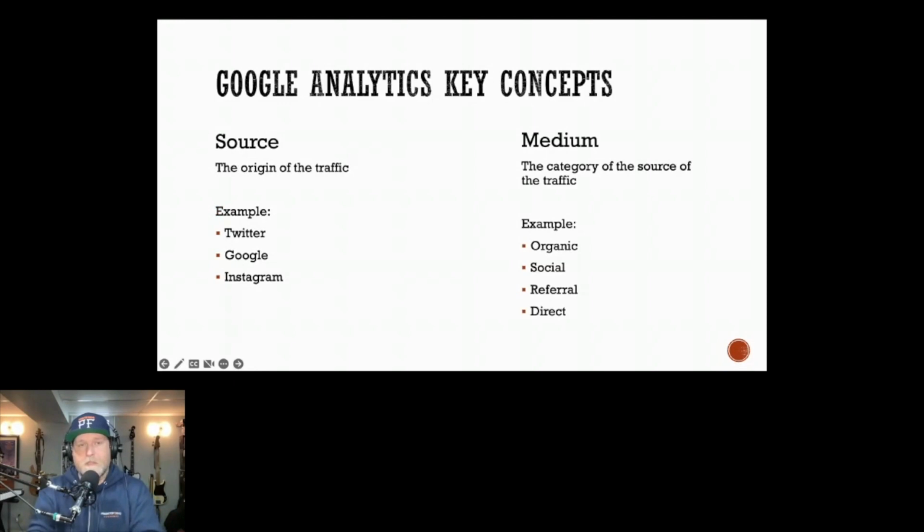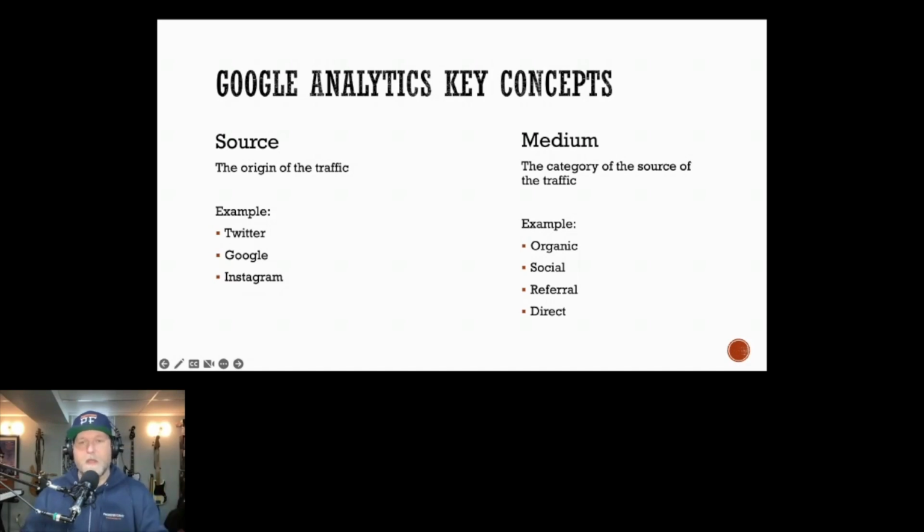Source and medium. So this is pretty cool stuff. Now we're getting into actual campaign tracking and stuff like that. And we can set these, and I'll show you in a little bit how we can set these specifically. Google is going to set these on their own, but we can go in and add our own source and medium information. So source is the origin of the traffic coming to your site. So it's coming from Twitter, it's coming from Google, it's coming from Instagram. The medium is the category of the source. So the built-in mediums that Google uses would be organic search, social, referral, direct traffic. Direct is when they type it right in.